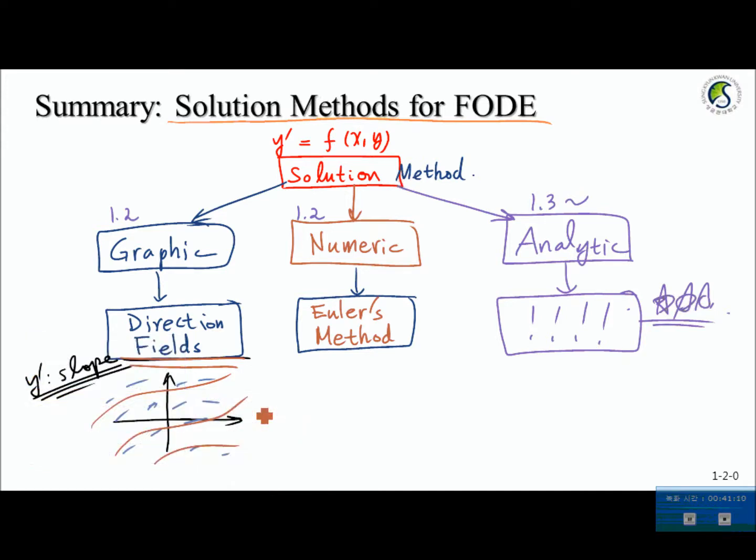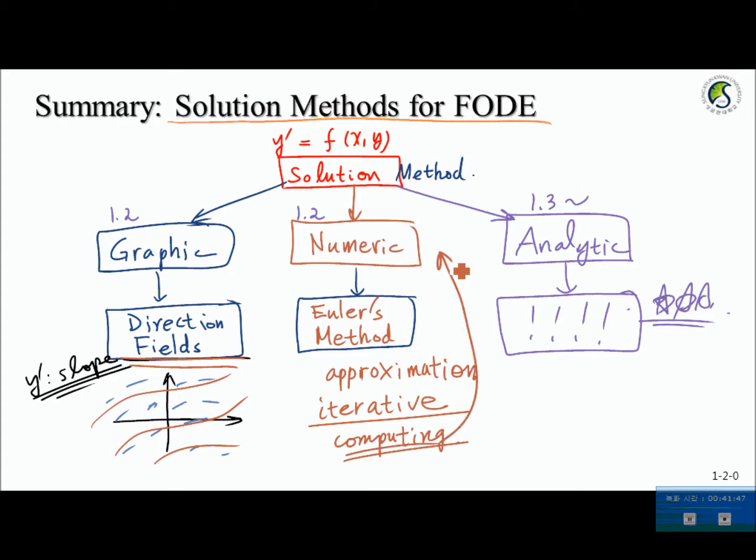And what about Euler's method? This is a kind of approximation using an iterative way, meaning keep calculating repeatedly, and then you get to the solution. So it's more appropriate for the computer, right? So that's the numeric method. When we refer to computers, we usually refer to numeric methods.